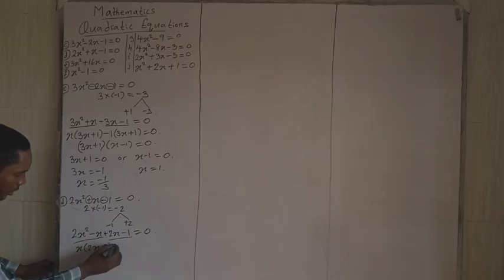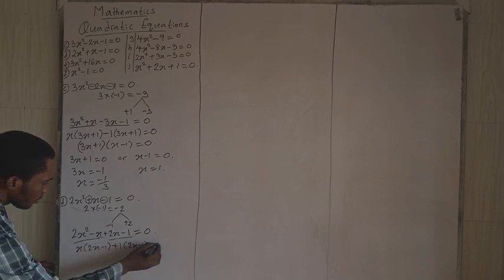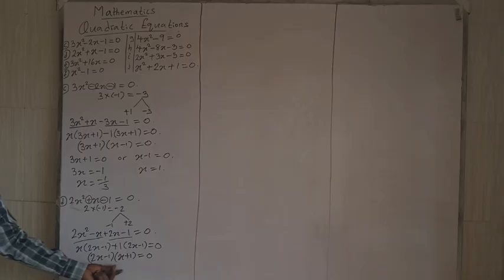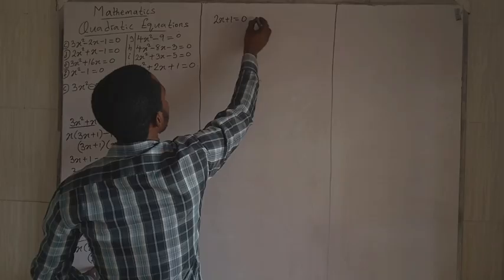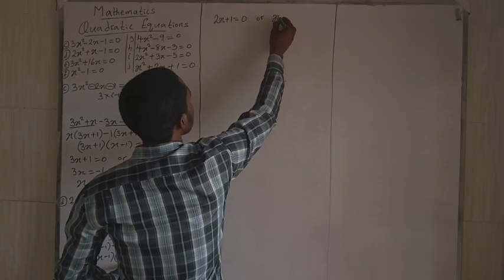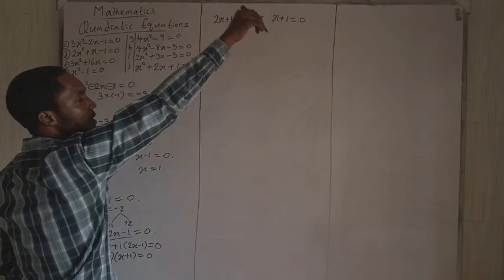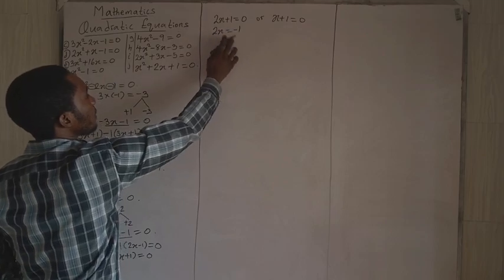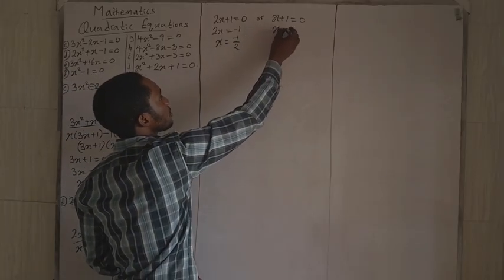What we have here first is plus. What is common between these two? That is 1. 2x minus 1. And this is 2x minus 1, x plus 1 equals 0. We are going to equate each factor to 0. To find the value of x, move plus 1 to the other side of the equation, and it returns to negative 1. Divide both sides by 2. So x equals minus 1 over 2, or x equals minus 1.